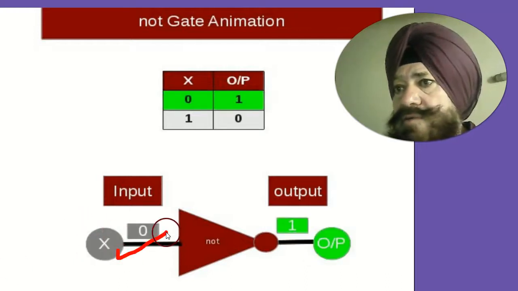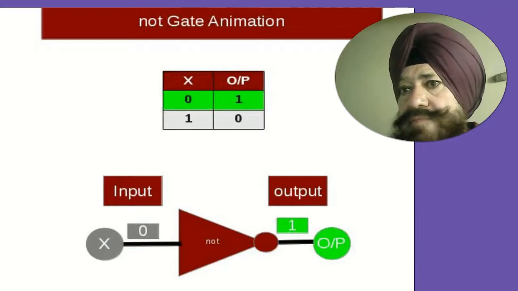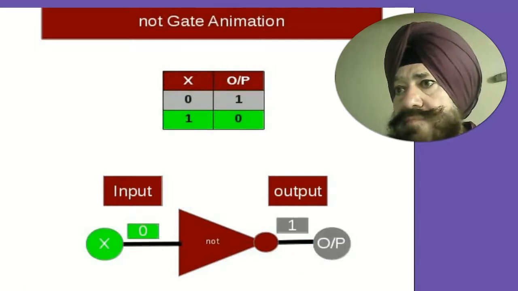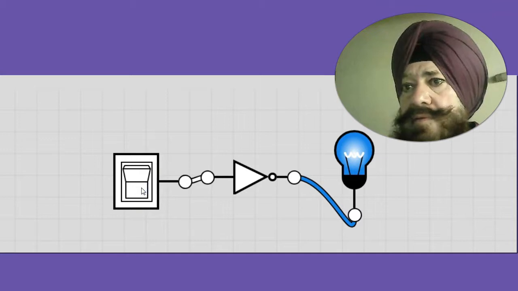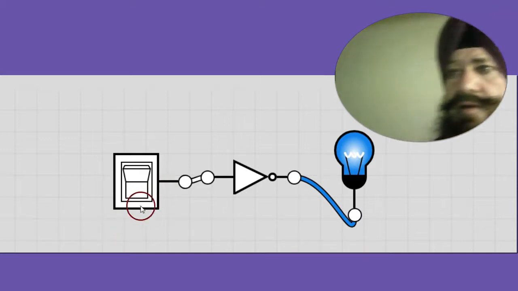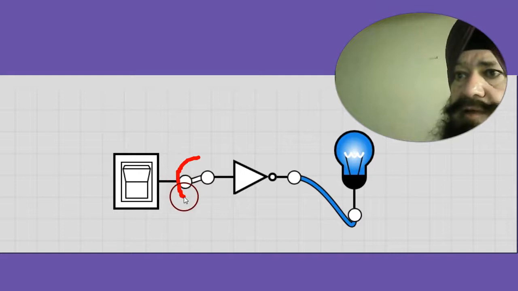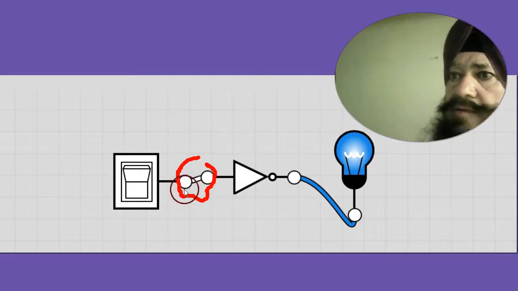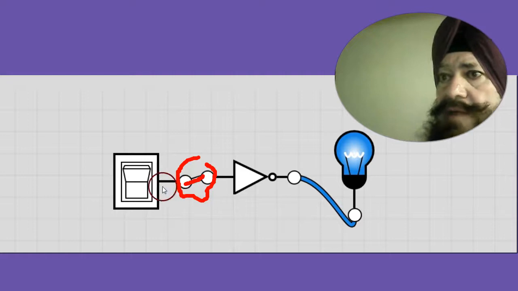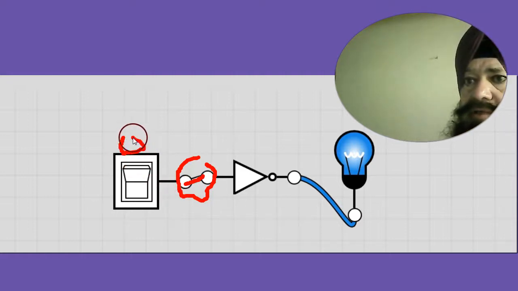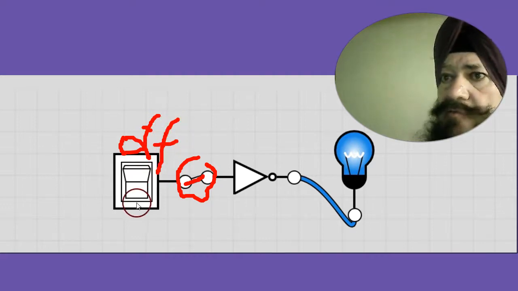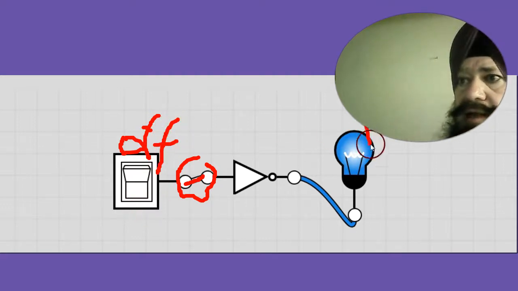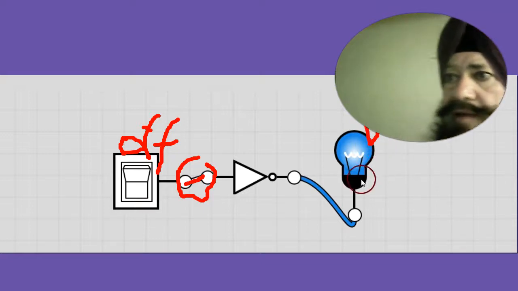So if it is 0, this is 1. Now looking here, a white path means this switch is off. When the switch is off, it means a false state. The lamp giving light means this is true.